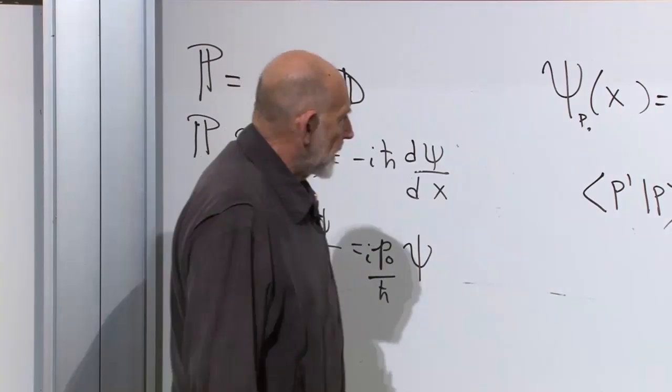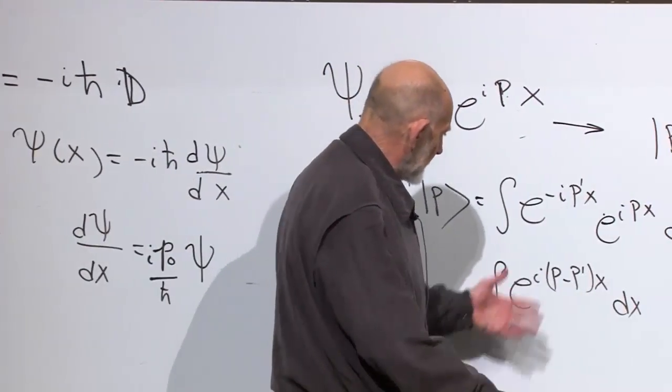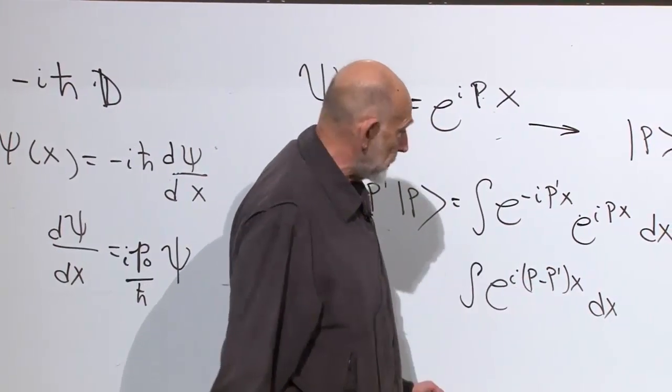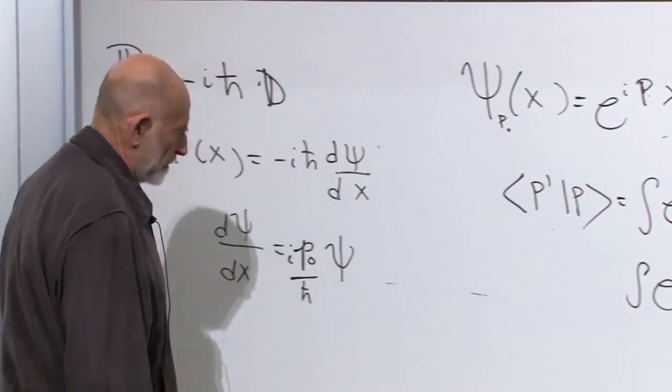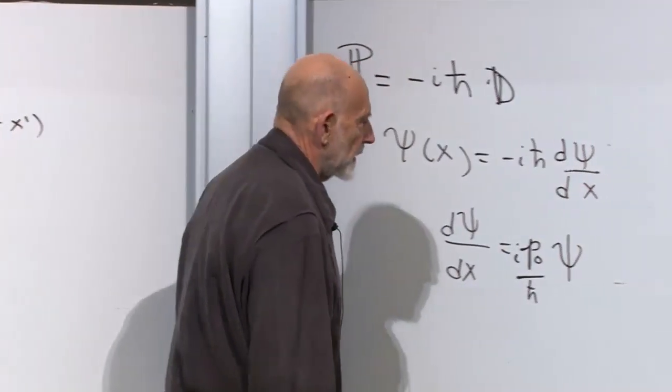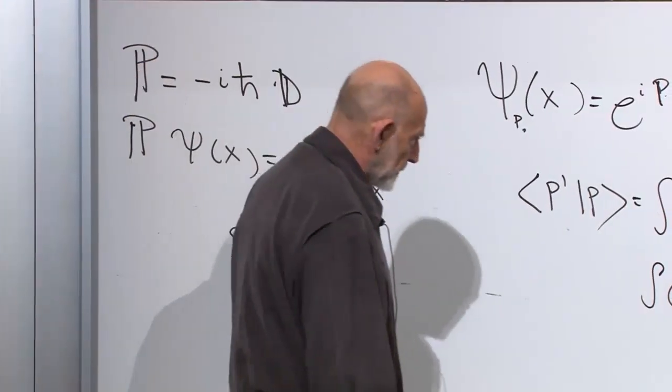Equally positive and equally negative for both the real and imaginary parts. So it is true, the inner product is equal to zero if p is not equal to p prime.